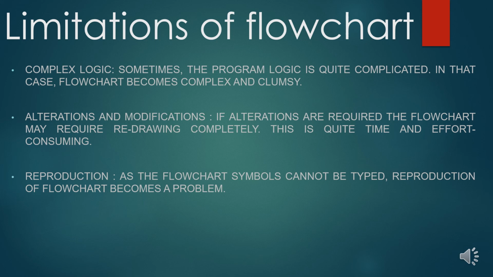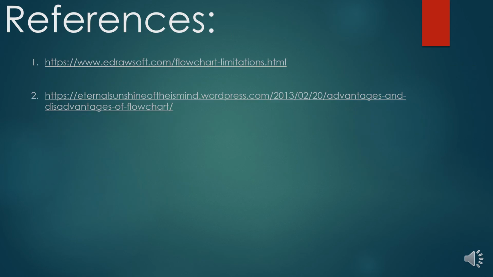And third is reproduction. As the flowchart symbols cannot be typed, the reproduction of flowchart becomes a problem. So that was all about flowchart in this lecture. Irrespective of so many limitations, flowcharts are still very, very popular because it gives a pictorial view, and pictorial views are always very efficient for human beings to understand and relate to. So that adds to the advantage of using flowchart till date.